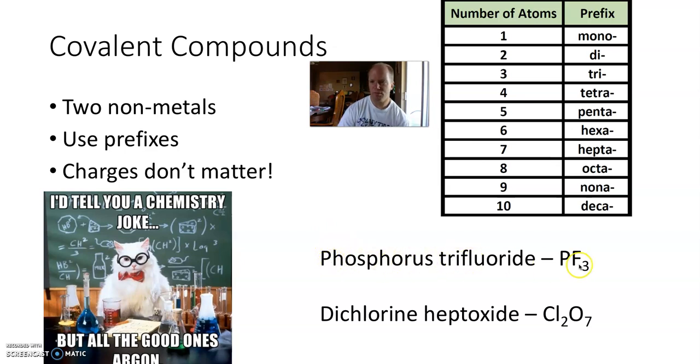So here's a couple examples. We got phosphorus trifluoride, right? Phosphorus, when there's only one of the first element, we don't put a prefix on it, right? And then the second one, dichlorine heptoxide. If there's more than one of the first element, we put a prefix on it, right? You can see the formulas there.